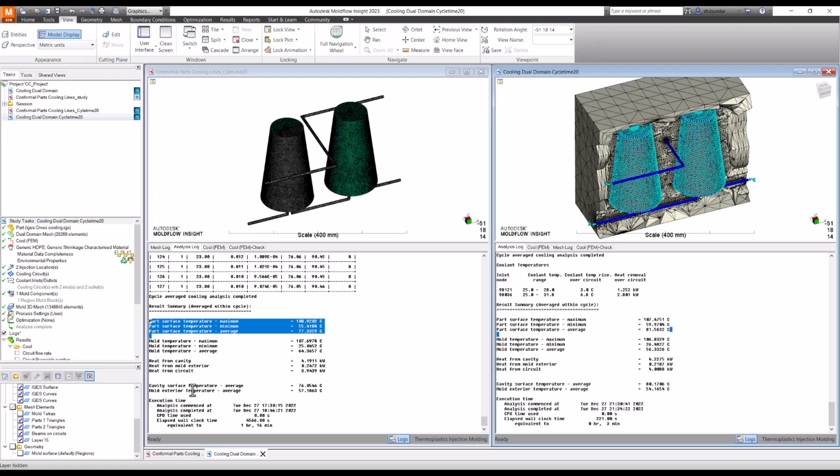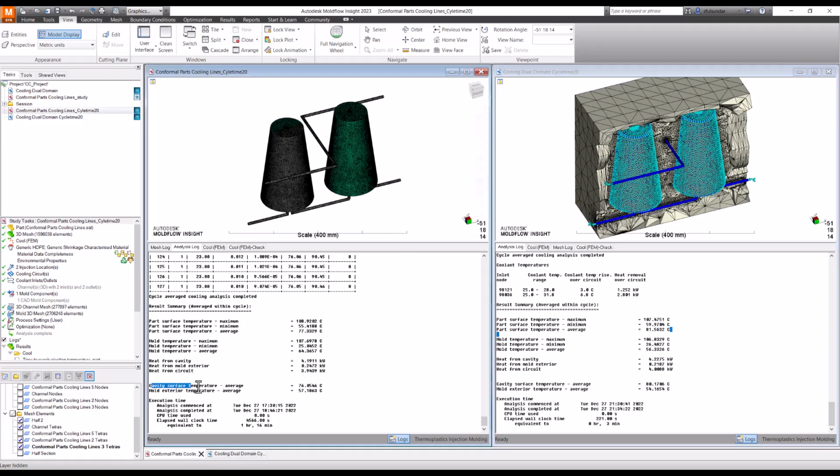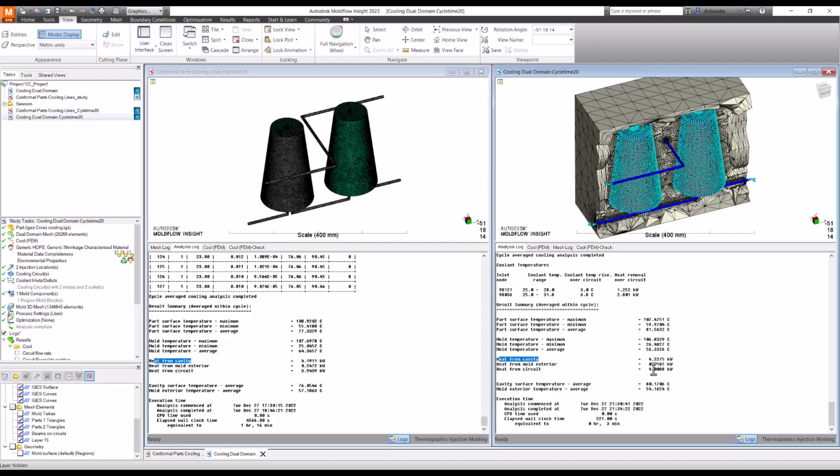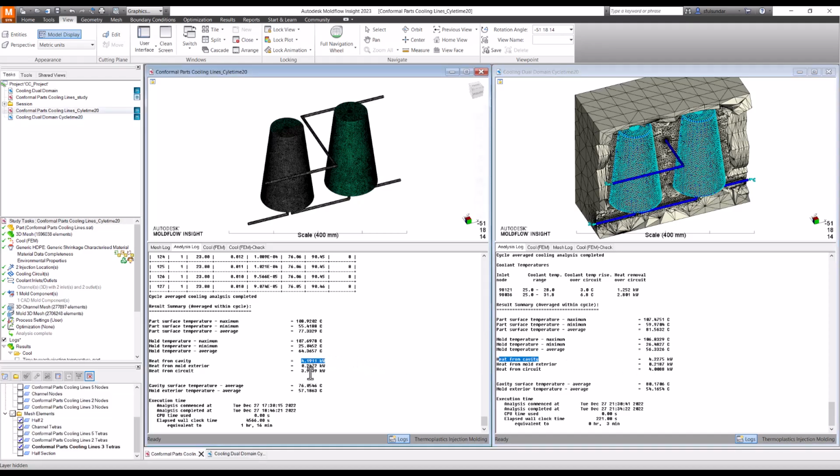Many times the question has been, how much heat is being extracted out of the cavity? You can see that the heat being extracted out of the cavity is about 4.2 kilowatt. It's approximately the same for both.